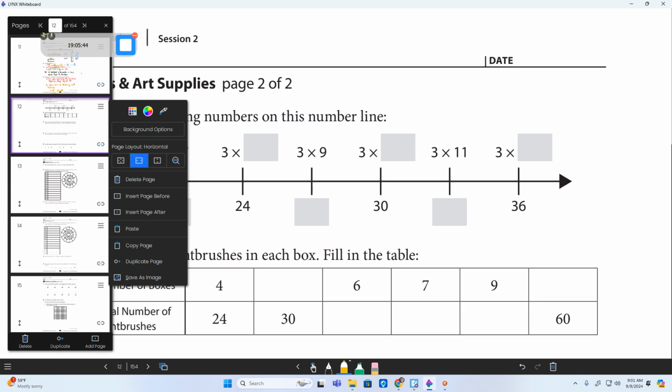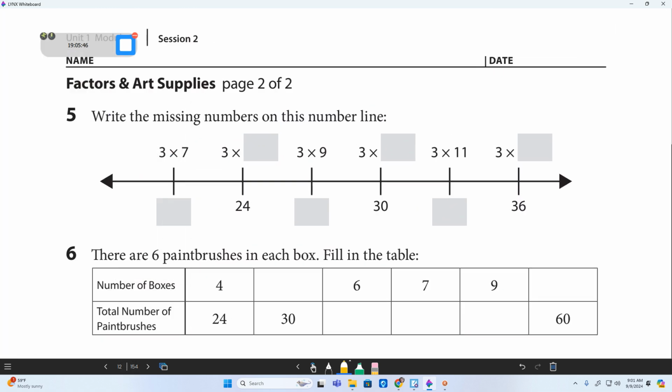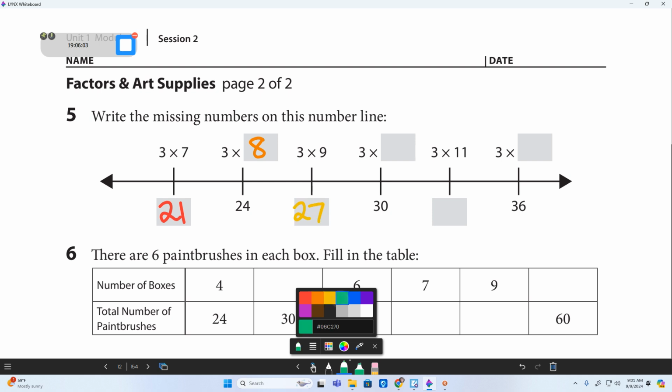And make it a little bigger for us. Okay, here we go. Write the missing numbers on the number line. These are really just facts of 3, and I know a lot of people know their facts of 3 pretty well. 3 times 7 is 21. 3 times 8 equals 24. 3 times 9 is 27. 3 times 10 is 30. 3 times 11 is 33. And 3 times 12 is 36. So we've got the fact up above and then the product, the answer down below.